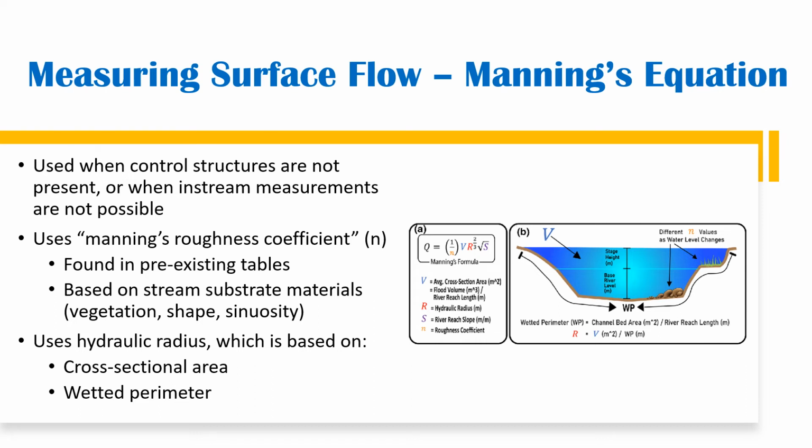And the roughness coefficient dictates how easily the water moves through. If you have a lot of obstructions, the roughness coefficient would be reflective of that. So the Manning's equation uses hydraulic radius, which is based on the cross-sectional area, as well as the wetted perimeter.